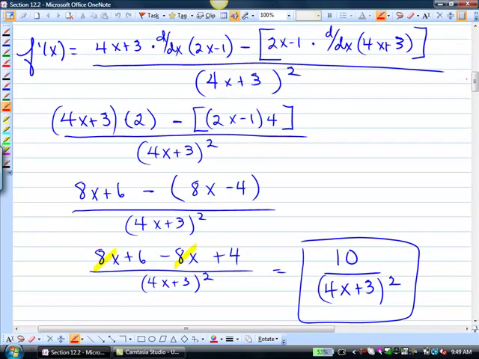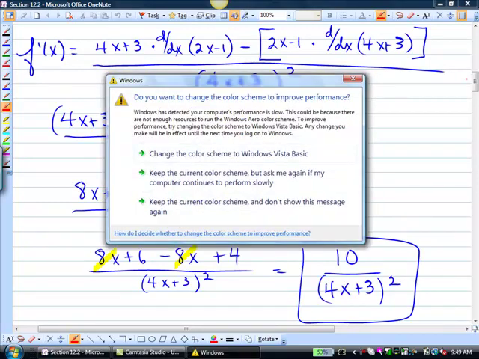So I end up with 8x minus 8x. So those x's go away, and I just have 10 on the top over (4x plus 3) squared. Most often, they do not want you to go ahead and square that bottom part out.